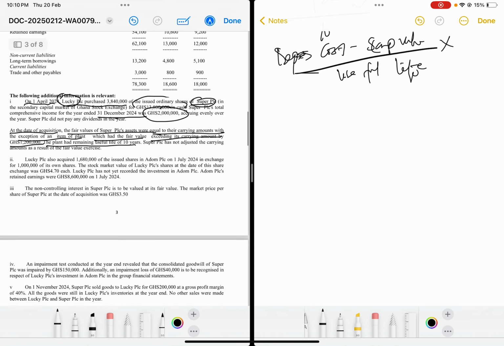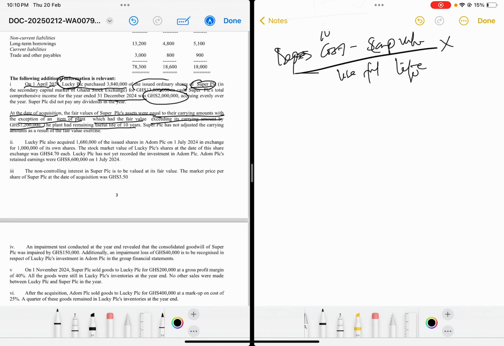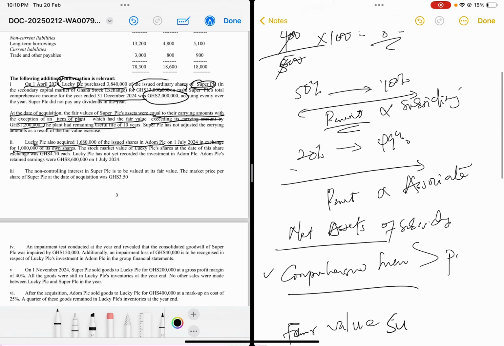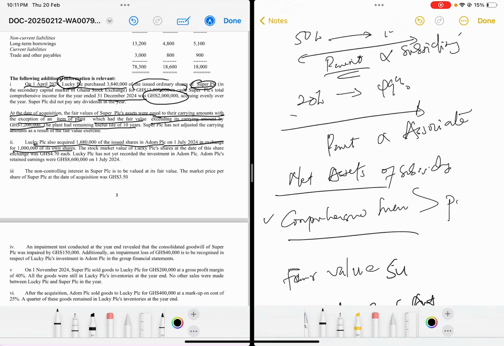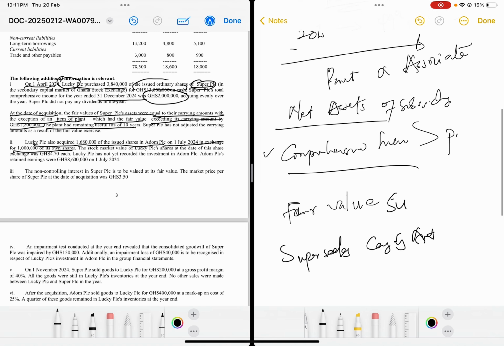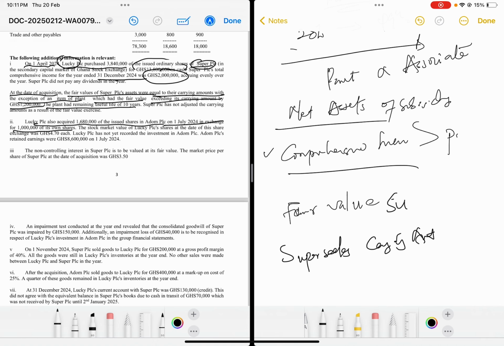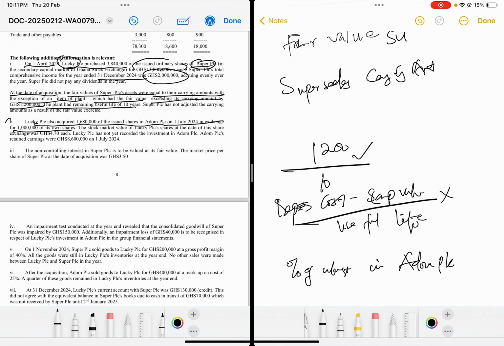Now, we are also saying that Lucky also purchased 1.68 million of Adon PLC in exchange for 1,000 of its own shares. So what this basically means is that this acquisition should help you to identify the percentage of interest in Adon. Where if it's 50 to 100, you are seeing it's a parent and subsidiary. If it's 20 to 40, you are seeing it's a parent and associate. Then they are saying that he acquired these shares in exchange for 1,000 of his own shares. So it means that this is a share exchange.